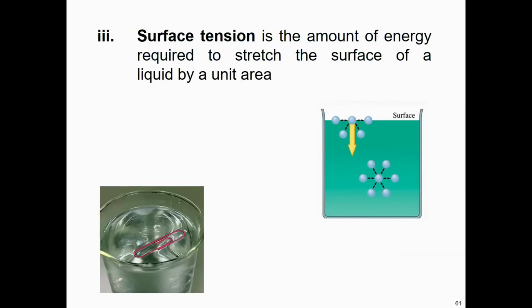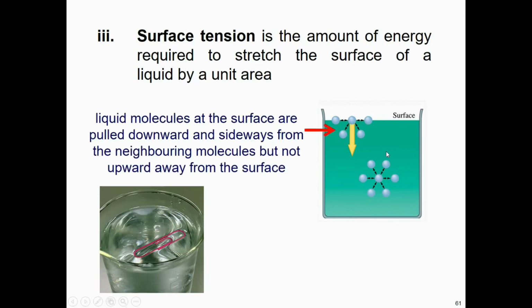Now let's look at surface tension. Surface tension is the amount of energy required to stretch the surface of a liquid by a unit area. If we look at this diagram here, if we have an object on the surface of a liquid, the liquid molecules will stretch the surface in all directions. Liquid molecules at the surface are pulled downward and sideways from the neighboring molecules, but not upward away from the surface. It is different from an object inside the liquid.